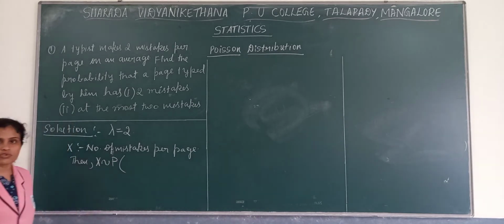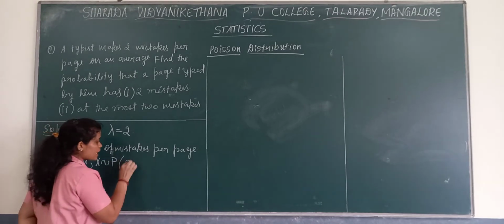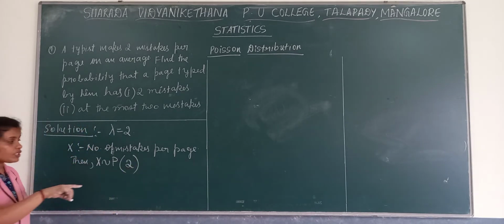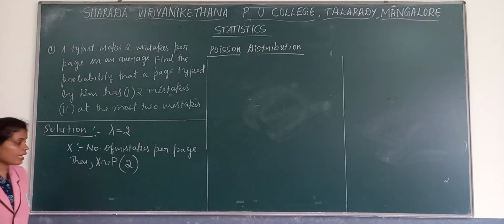Which value do we have to write? The parameter we have to show. What is the parameter? Lambda. That value is 2. Earlier we used to write the parameters n and p. Here we need to write the lambda value.